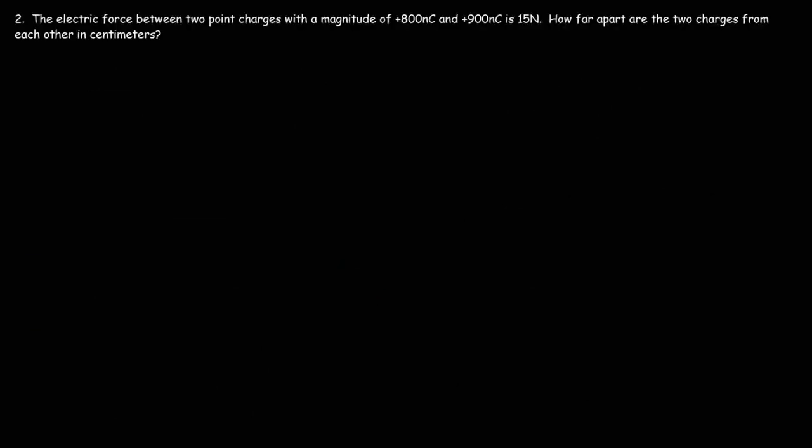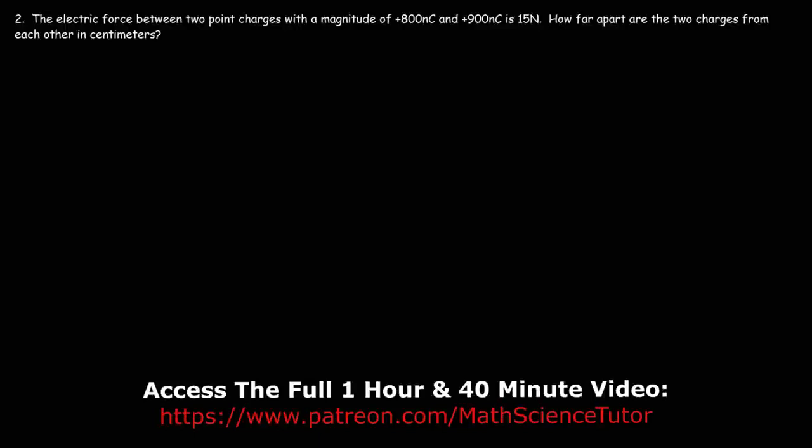Now let's move on to number 2. The electric force between 2 point charges with a magnitude of 800 nanocoulombs and 900 nanocoulombs is 15 newtons. How far apart are the two charges from each other in centimeters? So we can draw another picture if we want to. So here's the first charge and here's the second charge. Both of the two charges are positive.